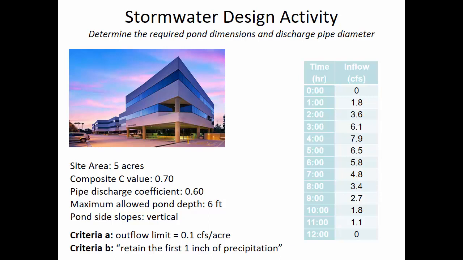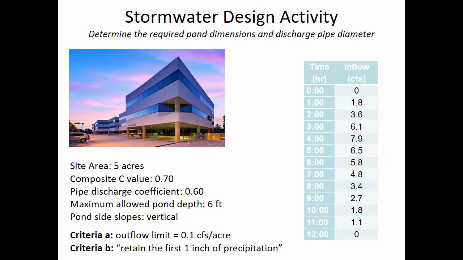We're going to analyze them separately. The first criteria says that the water coming out of the pond is limited to 0.1 CFS for every developed acre. So if our area is 5 acres, what does that mean our outflow limit is? 0.5 CFS. What's the peak flow coming in from the hydrograph that's on the screen? This is the flow that's coming in. 7.9 is coming in, and the most that can go out is 0.5 CFS.